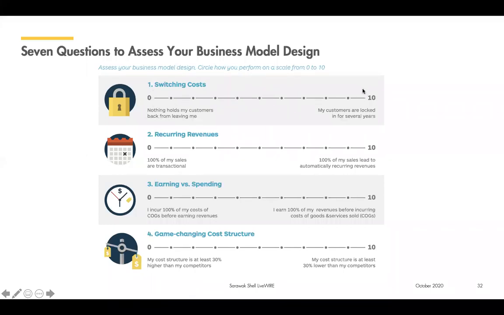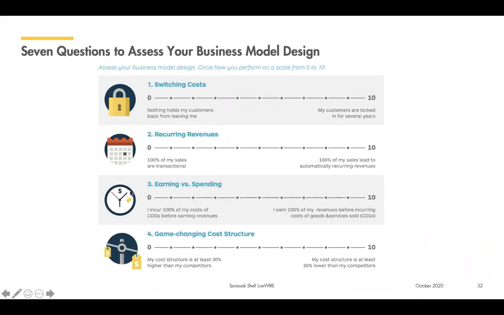For example, if you have a contract with your customer, right? If it's a B2B, so if they're locked in for several years, then it's a very expensive switching cost. That means that if they switch, they have to pay a penalty or something, right? Recurring revenue. Are you dependent on one-on-one sales, or is there an automatic way of recurring business, like a subscription and all that, right? So this is a consideration when assessing your business model.